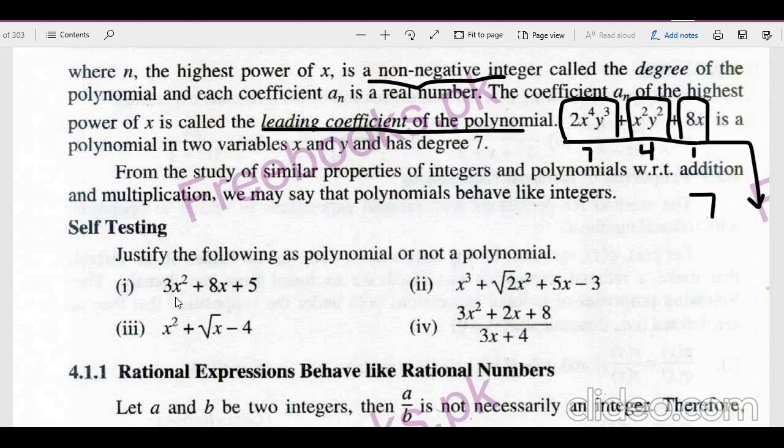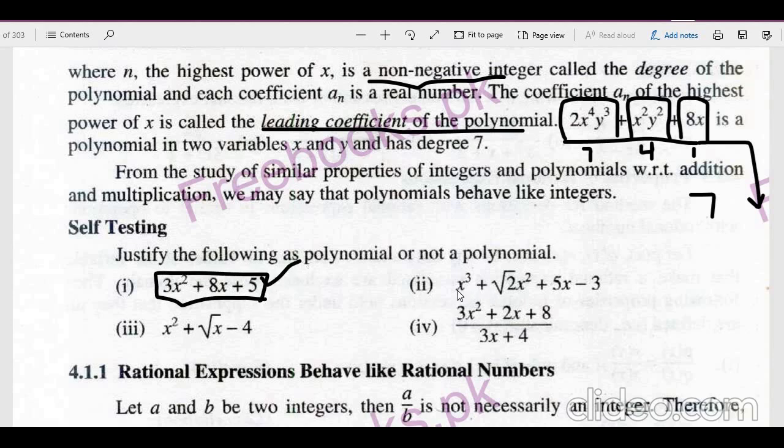So just check. Here the exponent of x is 2. It's a positive integer. Okay. The exponent of variable x in this term is 1. It's a positive integer. And this is a constant. So we can say that this is a polynomial.